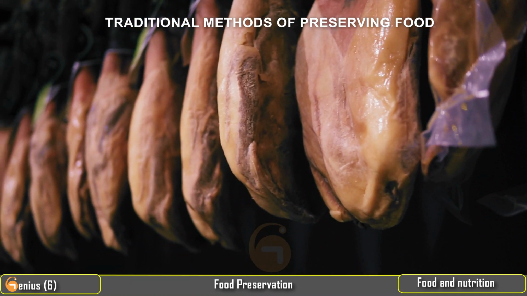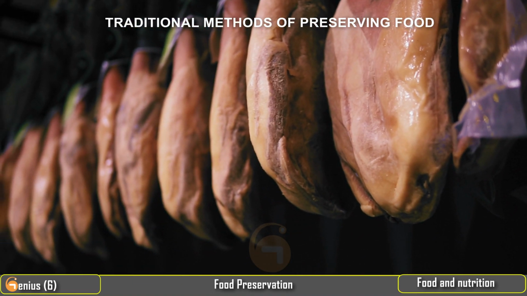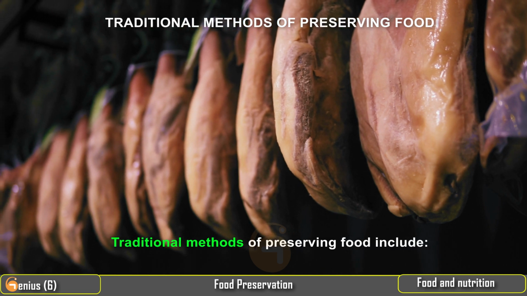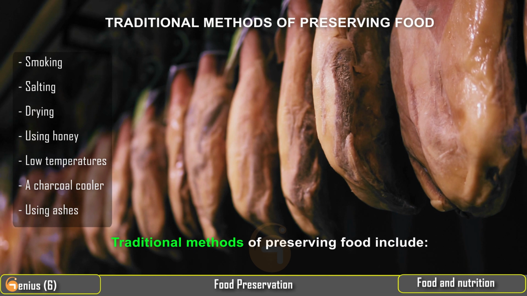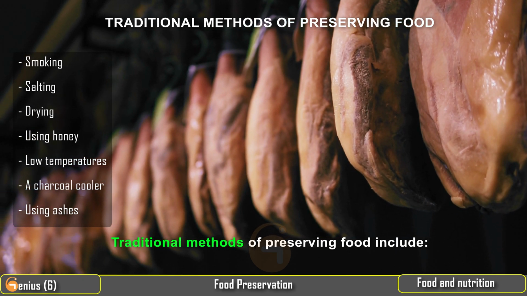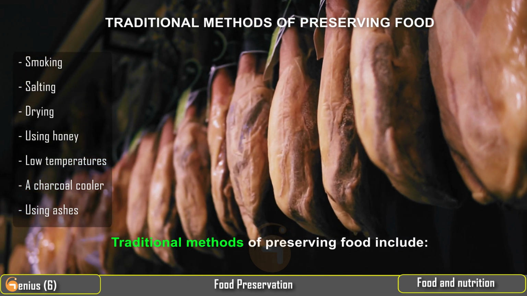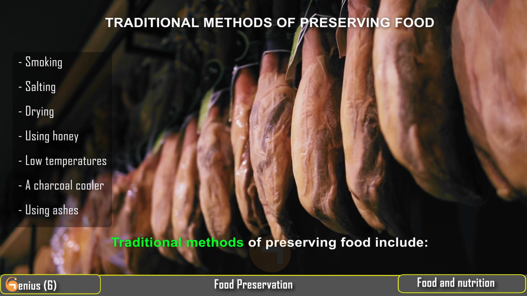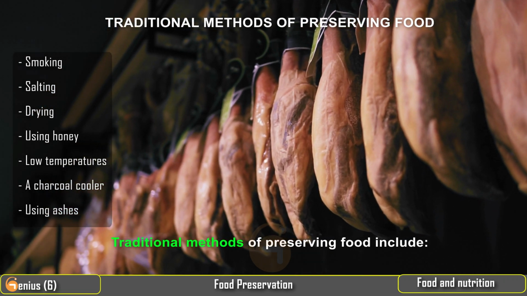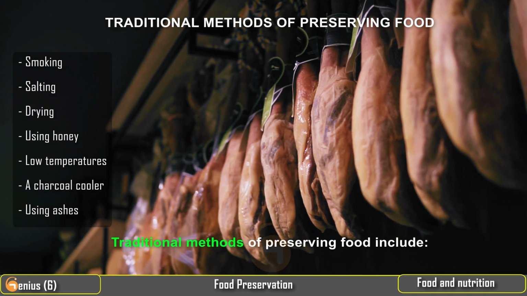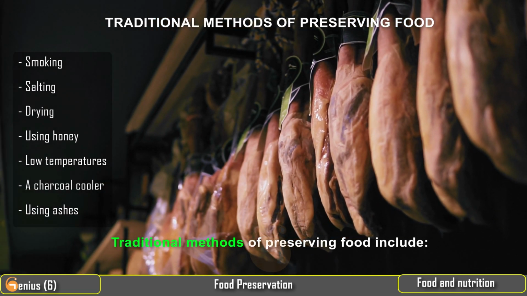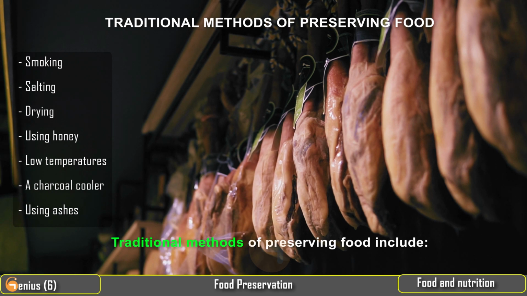Traditional methods of preserving food. Traditional methods of preserving food include smoking, salting, drying, using honey, using low temperatures, a charcoal cooler, using ashes.